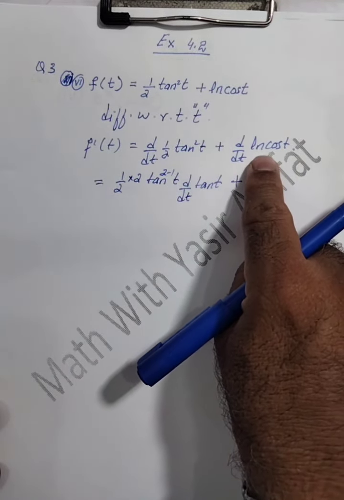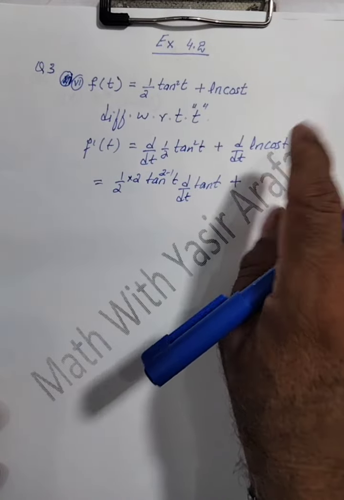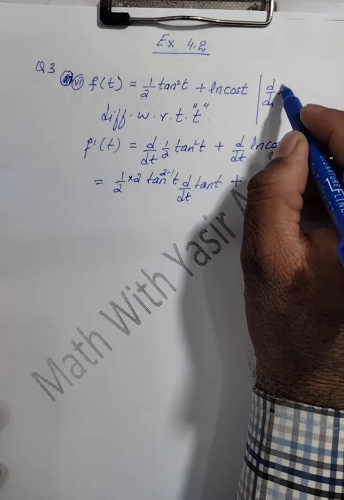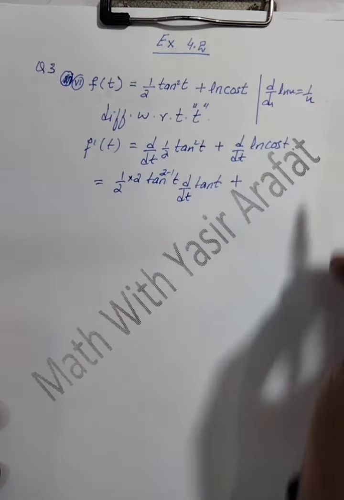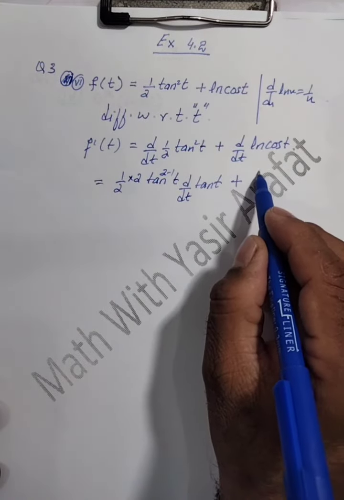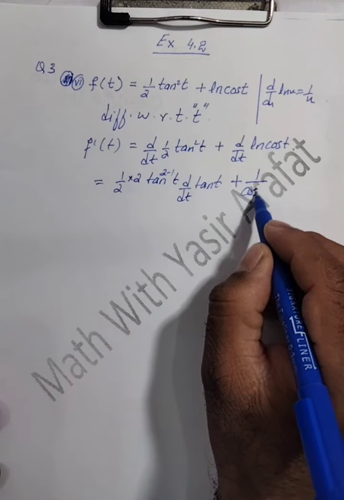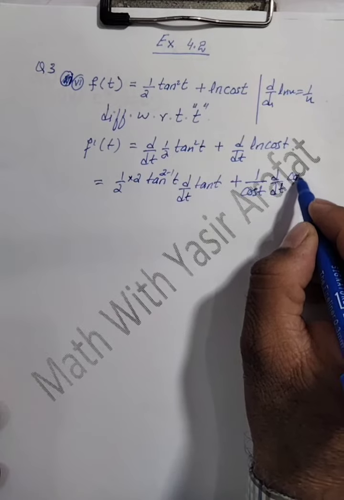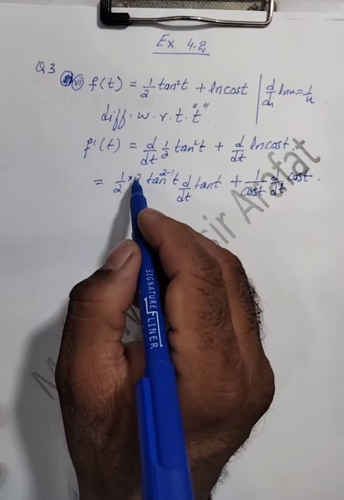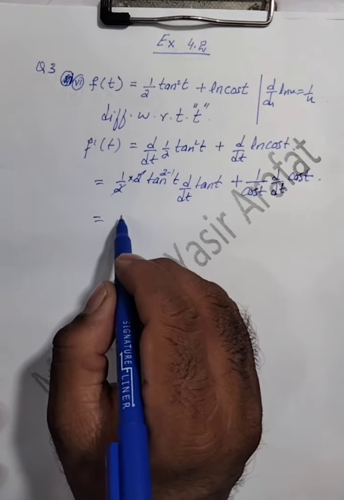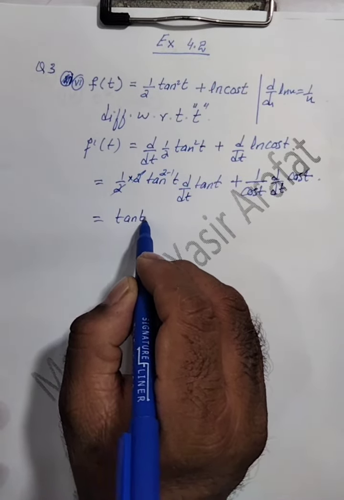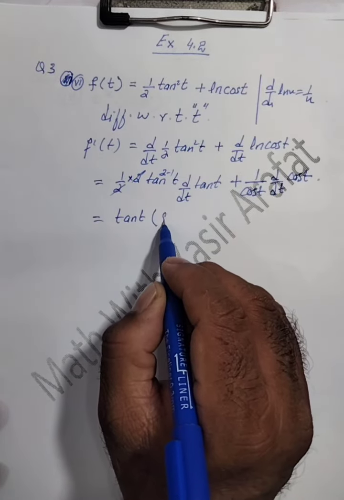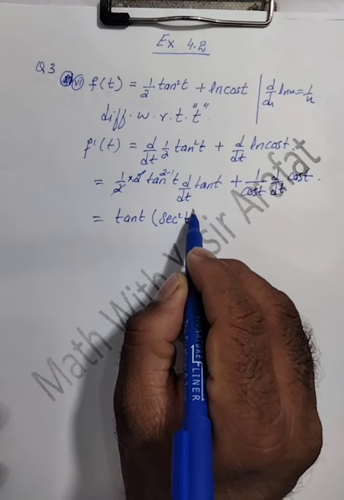Now come here, this is the derivative of ln cos t, as we have discussed that the derivative of ln x is equal to 1 over x. So the derivative of ln cos t will be 1 upon cos t, and then we have to find out the derivative of cos t. So this 2 will cancel out this 2, and 2 minus 1 means the 1. This is tangent t. The derivative of tangent t is sec square t.